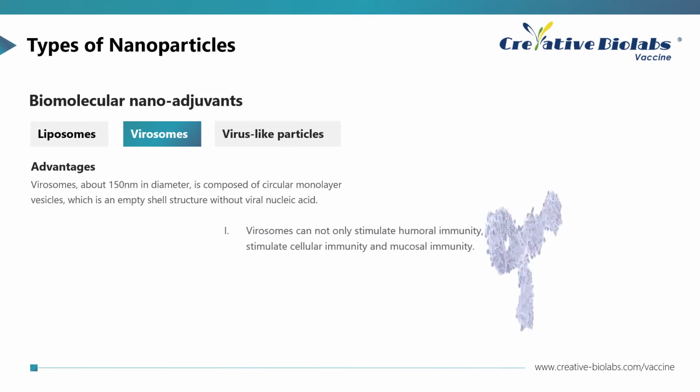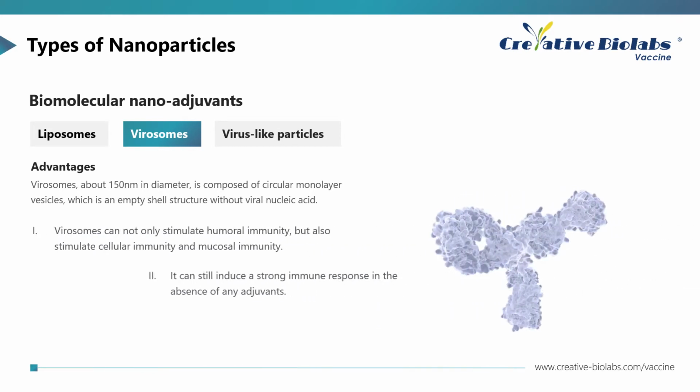Virusomes, about 150 nanometers in diameter, are composed of circular monolayer vesicles, which form an empty shell structure without viral nucleic acid. The virusome release system is a more advanced antigen delivery system developed on the basis of liposomes.